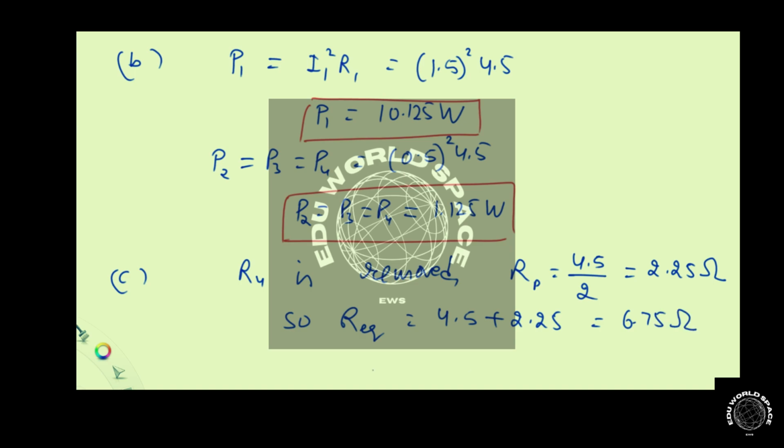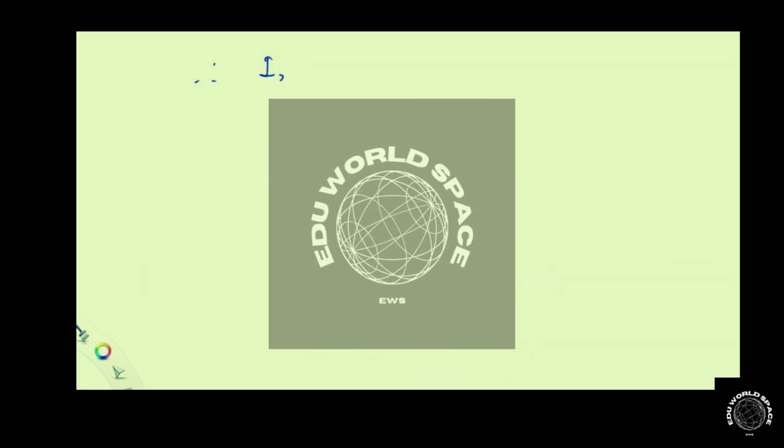So the circuit current, which will be equal to the current through the first resistance, I is equal to I1, using Ohm's law will be given by E by R equivalent again, means 9 by 6.75. So this is 1.33 ampere, and it will be divided into two parts now. So I2 will be equal to I3, means 1.33 divided by 2, and it is calculated to be equal to 0.67 ampere. So these are the answers for the third part of the problem.